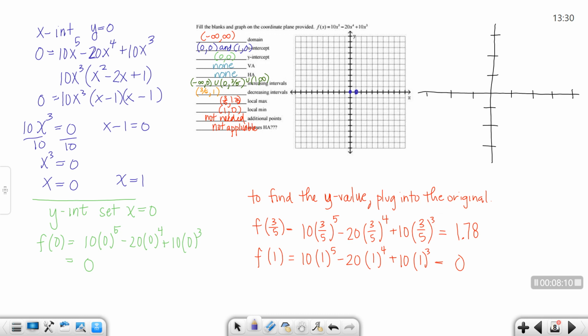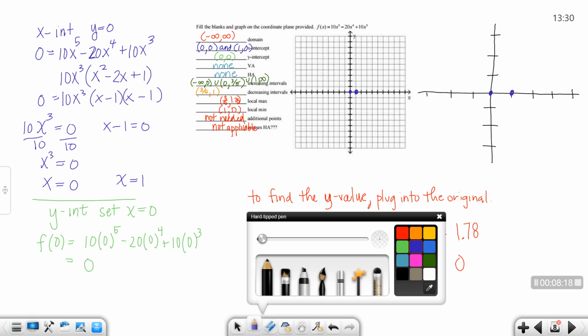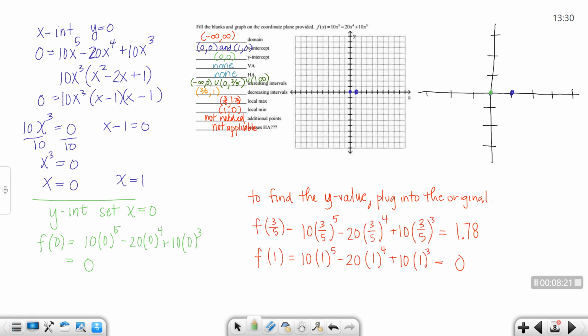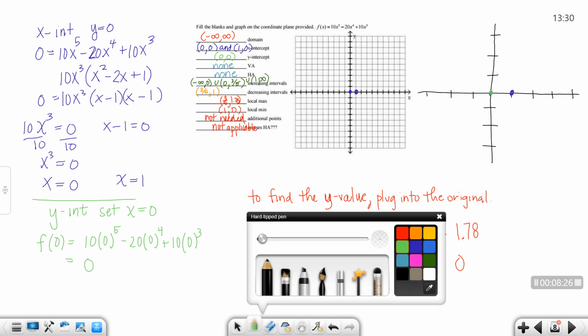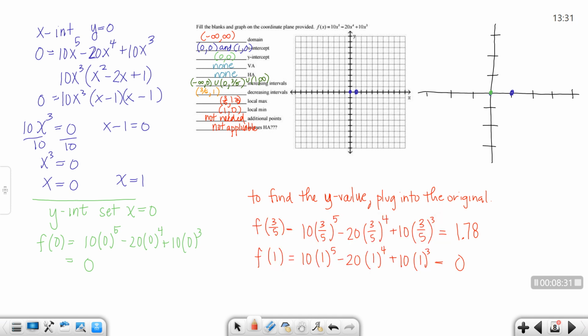Alright, so I have points at 0, 0, and I have points at 1, 0. So those are my x-intercepts. The graph also crosses the y-axis right here at this point, so that's a point in both locations. I have a local max at 3/5, 1.78. So 3/5 is around 0.6, so I go up to 1.78. That should be somewhere right in here. And I have a local min at 1, 0, which is this blue dot here. Now, we only have those 3 points, but we can graph it based upon those 3 points.